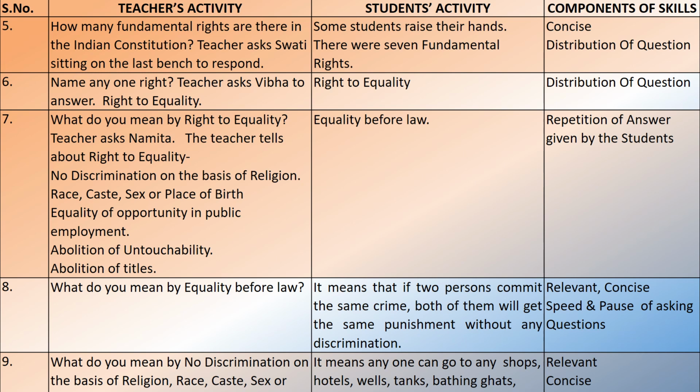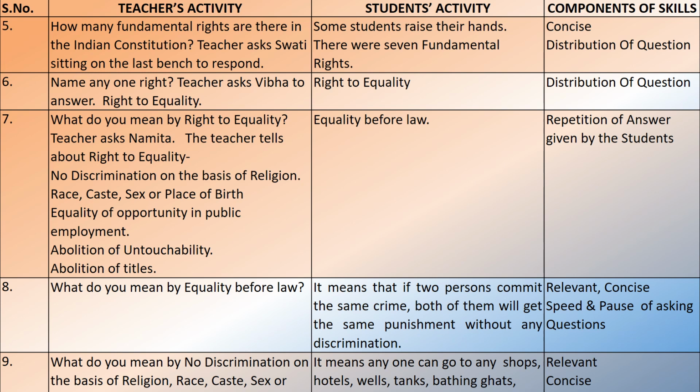The teacher tells about right to equality. No discrimination on the basis of religion, race, caste, sex, or place of birth. The component used is distribution of questions. Equality of opportunity in public employment, abolition of untouchability, abolition of titles. The component used is repetition of answers given by the student.